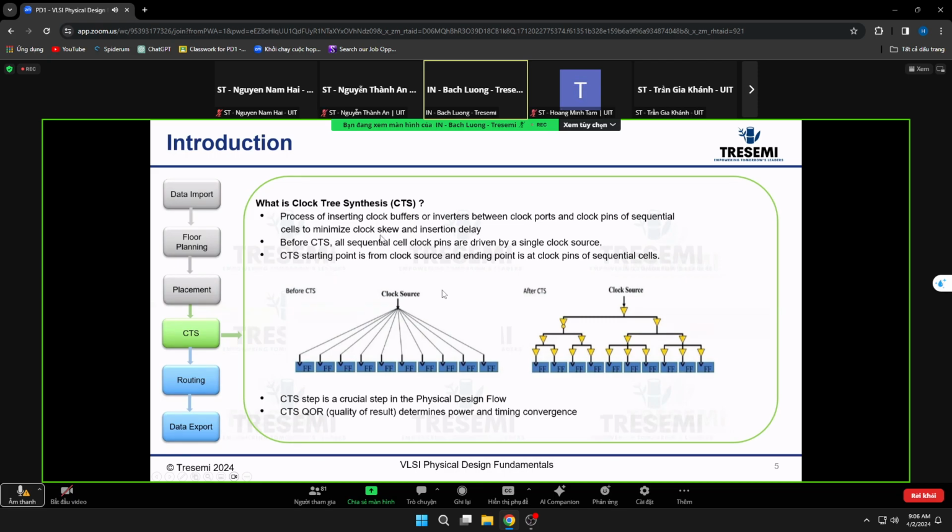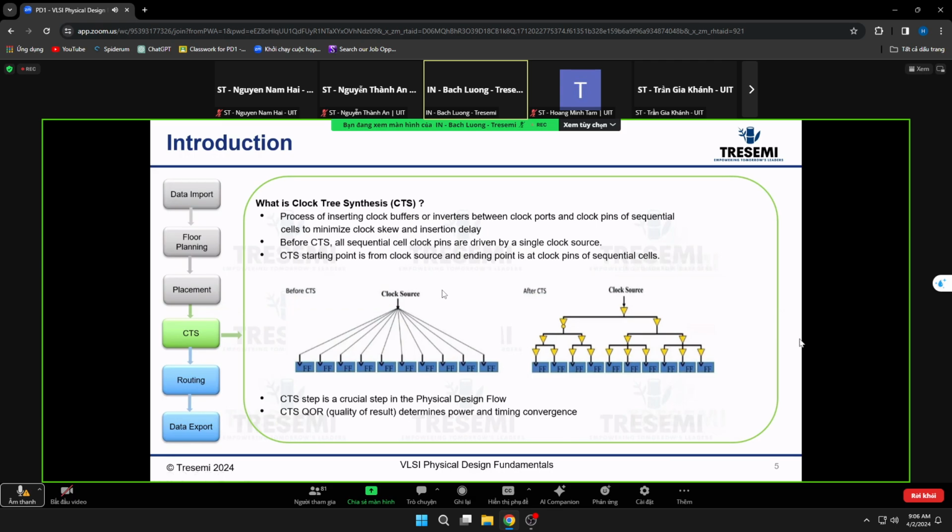CTS is the process of inserting clock buffers or inverters between clock ports and the clock pins of sequential cells, which are the flip-flops here. After CTS, this is what's happening: you can see buffers and inverters being added to balance the skew. We'll talk about the skew, what the skew means.